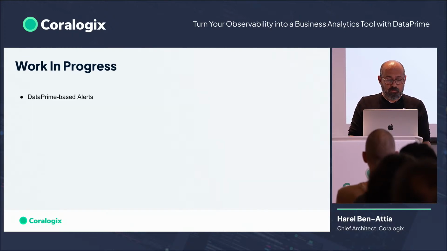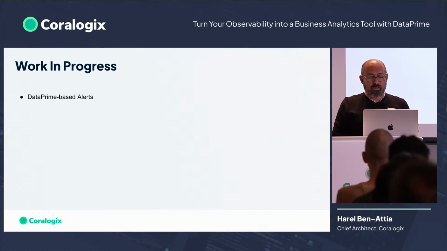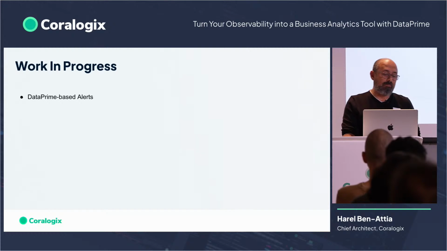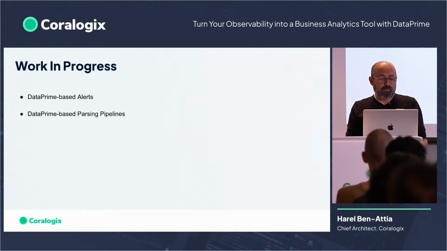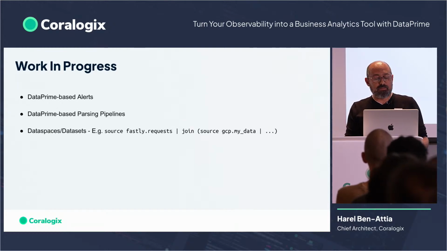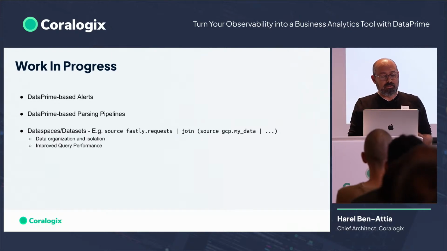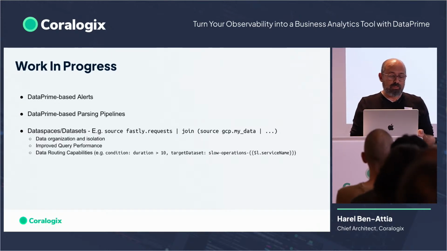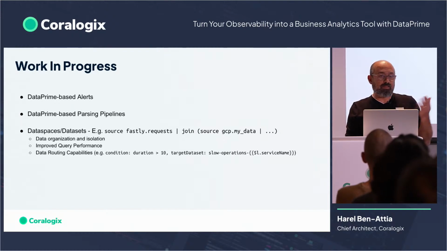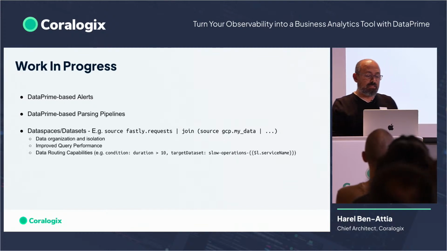Some words about work in progress. People asked about it earlier, and I mentioned it. We are doing extensive work on DataPrime-based alerts. This is obviously a very native, complementary feature of the DataPrime engine. DataPrime-based parsing pipelines. Huge and strategic features called data spaces and data sets that allow data organization and isolation, obviously improved query performance as a native part of it, and data-driven data routing capabilities, like condition-based, like you see in the example here.